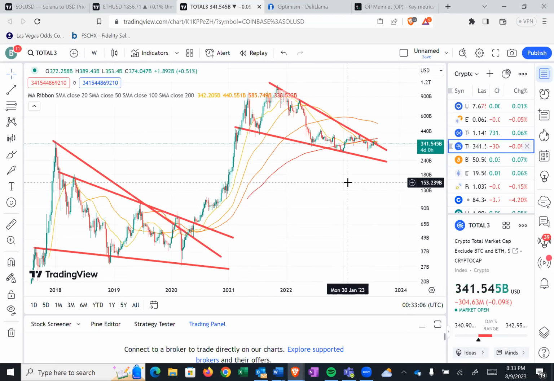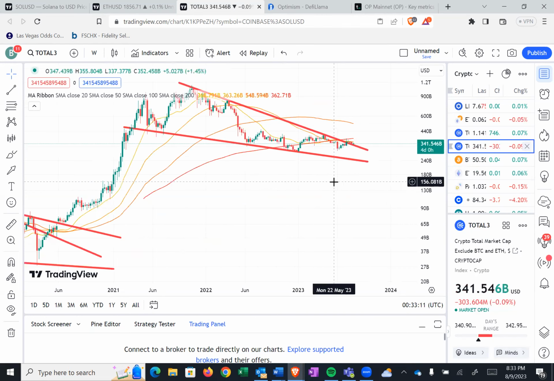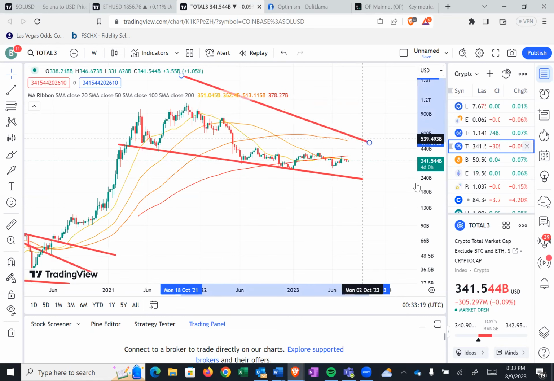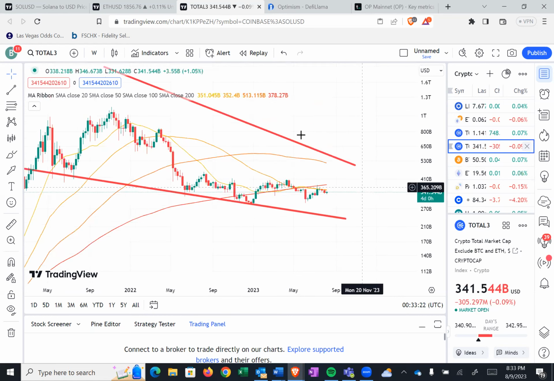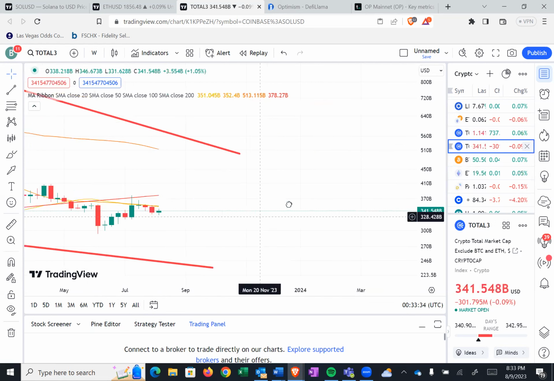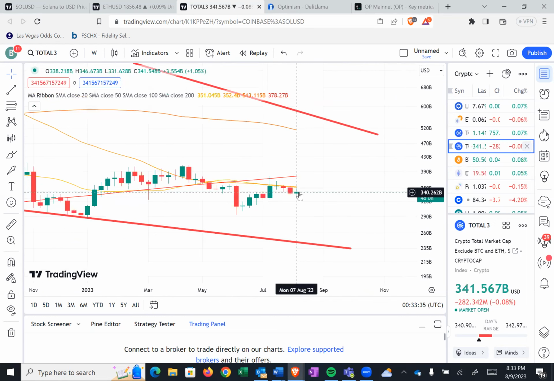Now let's take a look at total market cap, total 3. So this is everything except Bitcoin and Ethereum. Are we about to break out on this wedge? You be the judge. To me, it does look like we were about to break out. We have a capitulation, accumulation, higher lows. Now, is that the 20 week that wants to sneak in there? We are below the 20 week, so I don't love that.